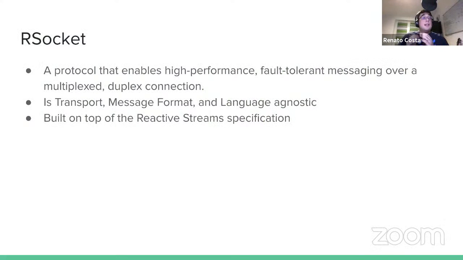RSocket is a protocol that really enables us to have high performance, fault tolerant messaging over a multiplex duplex connection. And that sounds like a lot of gibberish, but we're going to break it down. It is transport, message format, and language agnostic, and it's built on top of the reactive streams specification. What does that even mean?